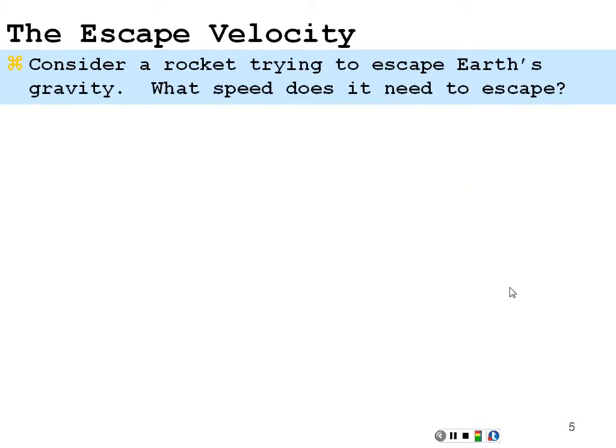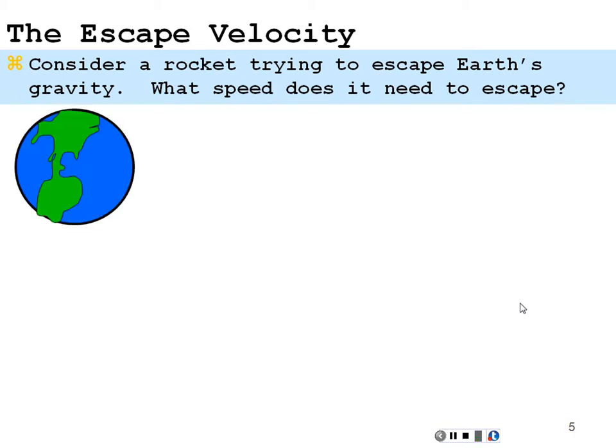Consider a rocket trying to escape Earth's gravity. What speed would it need to escape? Let's look at this situation. Let's use what we just found out.